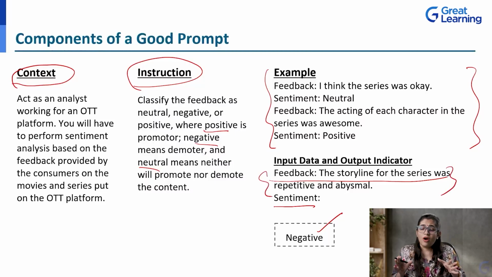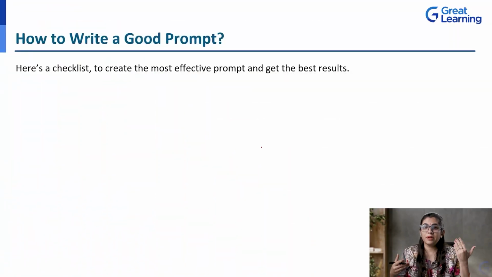So, this is how you should write your prompt, which is good. These are good components for your prompt, so that the output that ChatGPT generates for you is exact for you to work upon. So, this is what we understood about components of a good prompt. Now that you have seen the different components of a good prompt, let's have a look at a good checklist that you can keep in mind while designing an effective prompt for better results.